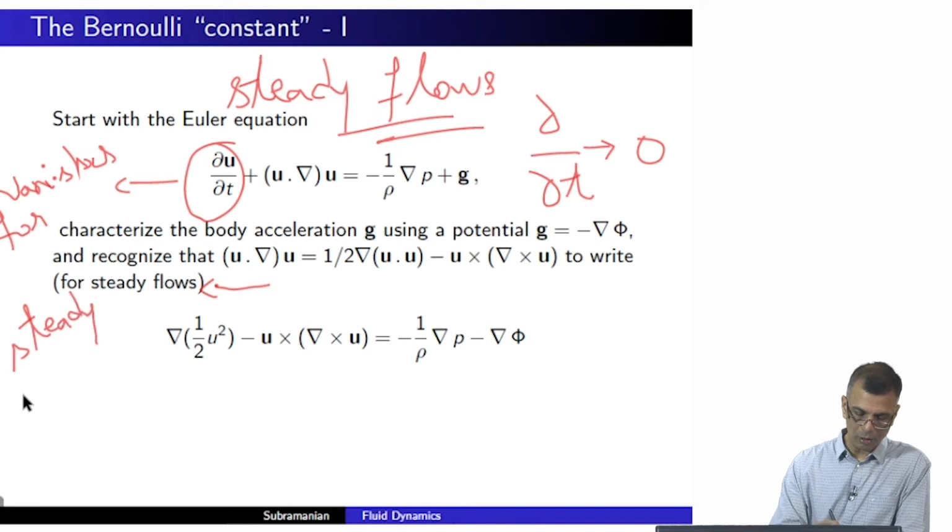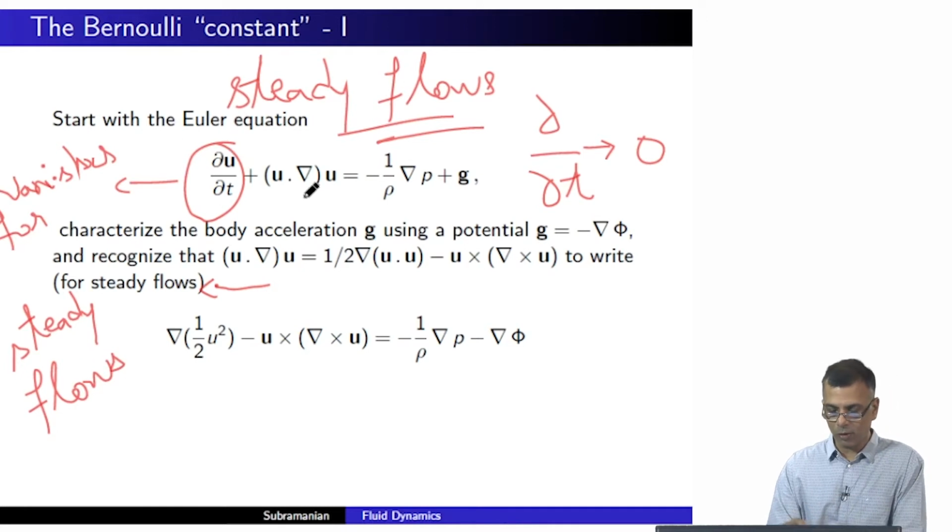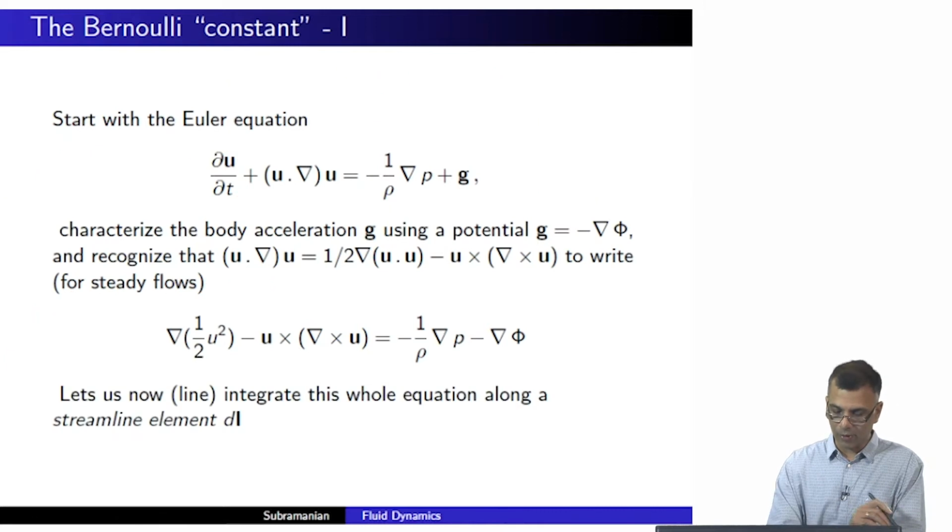For steady flows, we don't have to worry about this term at all. We only worry about this, this and this. And in addition, we take this to be the gradient of a scalar potential. Right. Now, throw that away and all we are left with is this, where we have made use of this result.